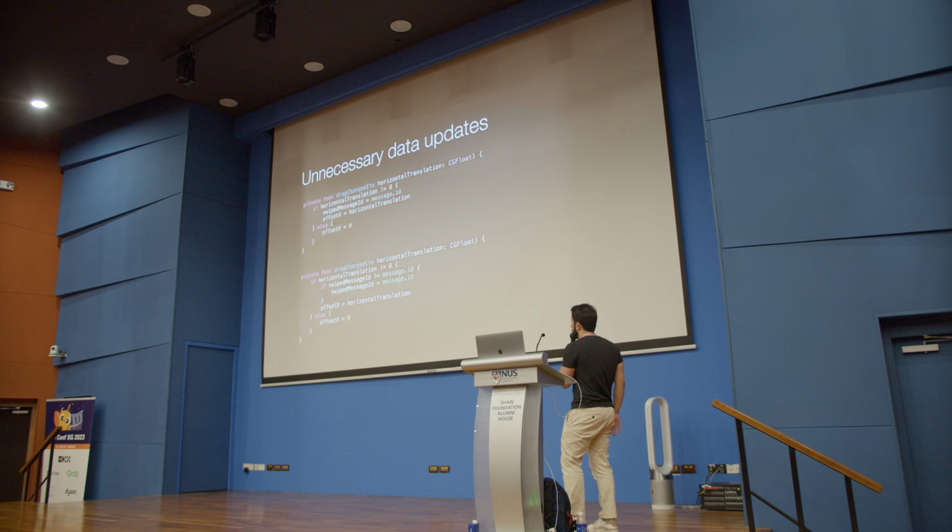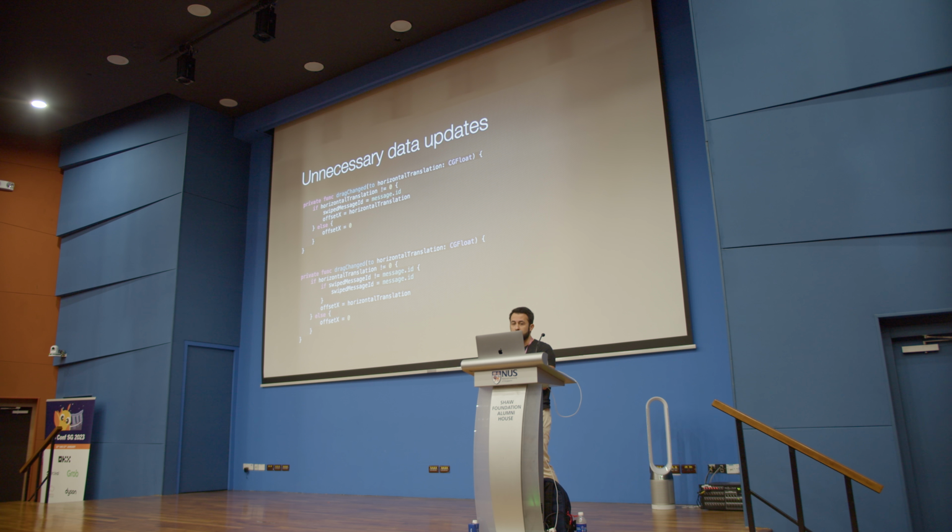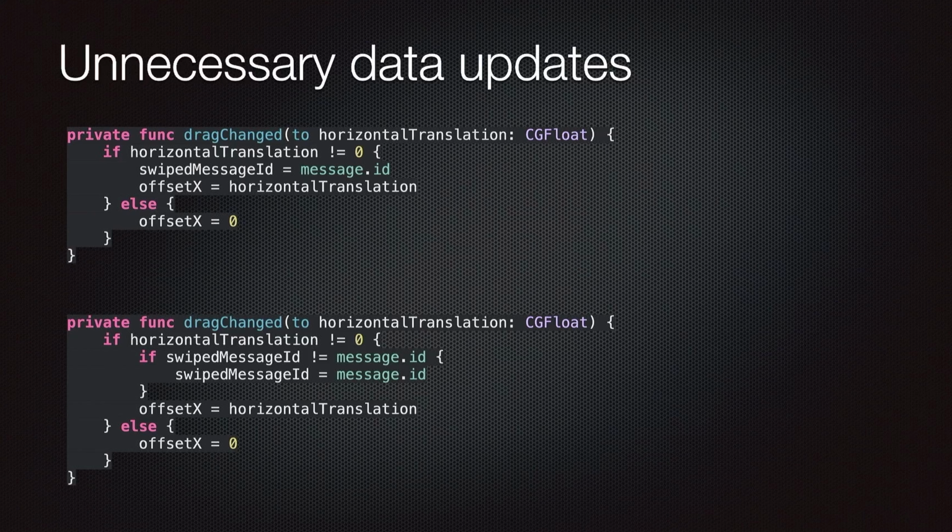Then when we are talking about unnecessary data updates, another example is when you implement something gesture-driven, where you move something with your finger and you want to change the offset of the view. And you have some other state when some threshold is passed, you want to update, I don't know, a swiped message ID. And in the first code, we are always updating the state. And if that state is kept in some view that is higher than this view, it can also cause unnecessary redraws. And when you swipe, you will see some dropped frames.